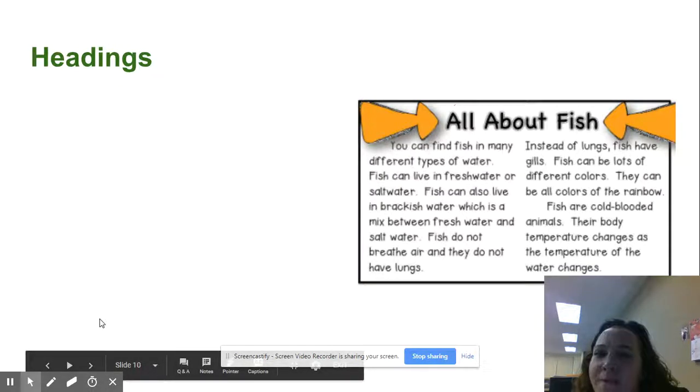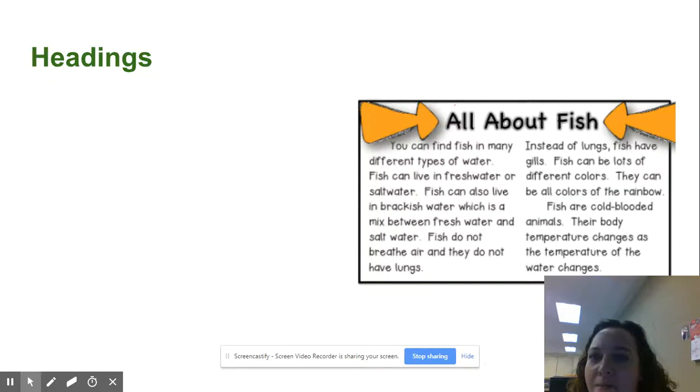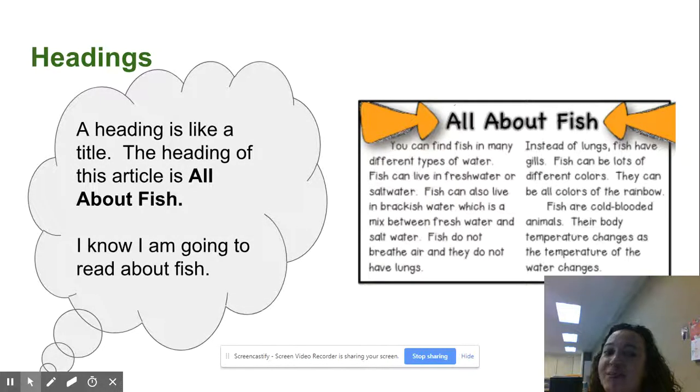Here's that example again about all about fish. Remember, the heading of my article was all about fish. I can use a heading to get an idea of what the article is going to be about. The heading is like a title. The heading of this article is all about fish. It's big, it's bold, all my important words are capitalized. I know when I read this article, I'm going to read about fish.